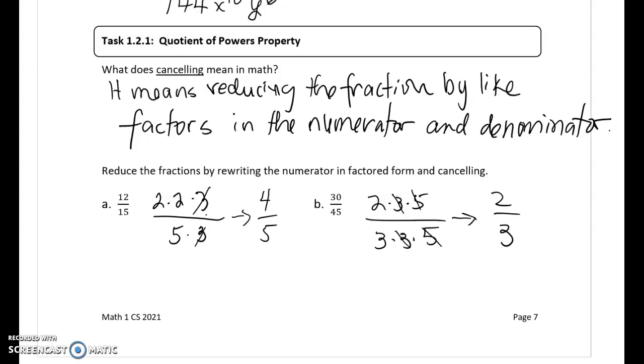All right, doing the same thing here with 30 over 45. Writing 30 in its completely factored form, 2 times 3 times 5, and 45, 3 times 3 times 5. We have like factors of 5 that we can cancel, and also like factors of 3 that we can cancel. That's going to allow us to reduce that fraction down to 2/3.